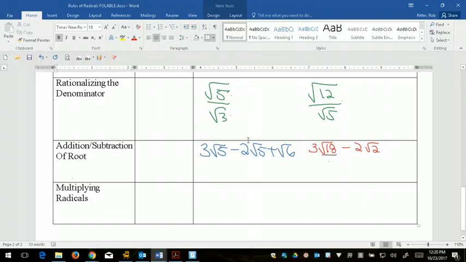So we're looking at rules of radicals. And we just did our warm-ups. We're looking at when do we have to rationalize the denominator? When they don't go into each other. Our rules for division were very clear.